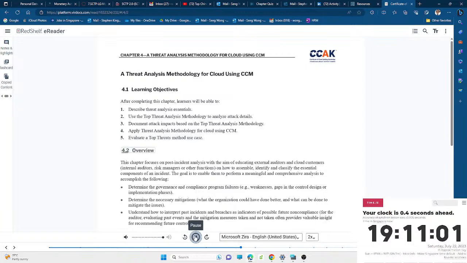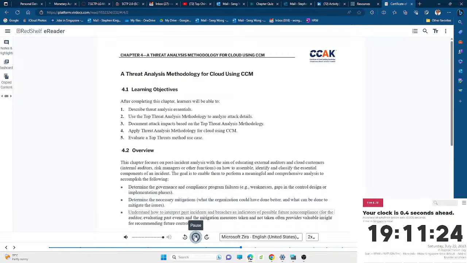4.2 Overview. This chapter focuses on post-incident analysis with the aim of educating external auditors and cloud customers, internal auditors, risk managers, or other functions, on how to assemble, identify, and classify the essential components of an incident. The goal is to enable them to perform a meaningful and comprehensive analysis to accomplish the following: determine the governance and compliance program failures, for example weaknesses and gaps in the control design or implementation phases. Determine the necessary mitigations, what the organization could have done better, and what can be done to mitigate the issues.